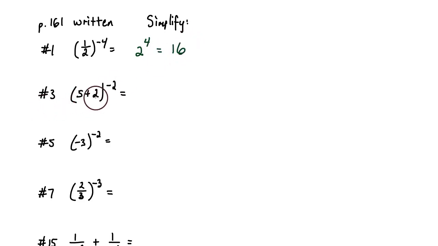Number 3, let's do the work in the parentheses first. 5 plus 2 makes us 7. And now we want to go to the -2 power. Let's apply the meaning of a negative exponent, which is a reciprocal. So we get 1 over 7 to the +2 power. Now take the numerator and denominator and raise it to the 2nd power. So 1 to the 2nd power makes 1, and 7 to the 2nd power makes 49.